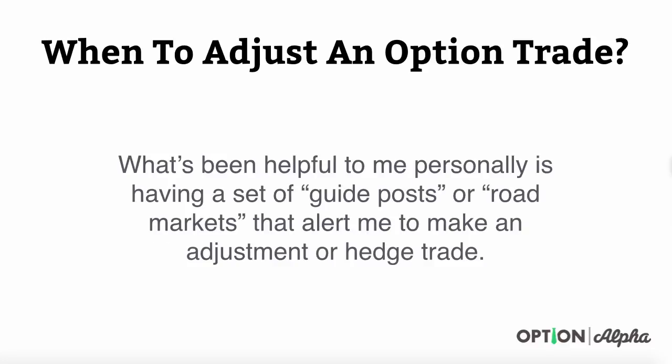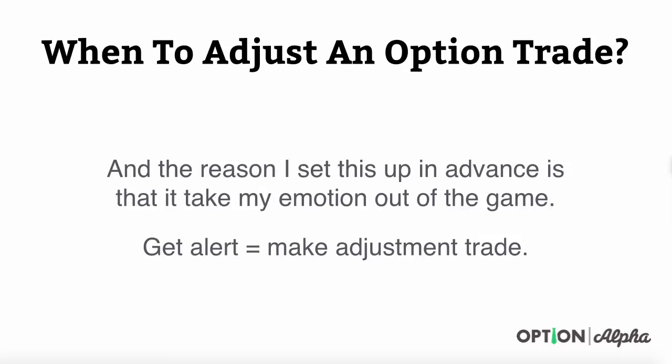What's been helpful to me personally over the last 8 years is just having a set of guideposts or road markers that alert me to make an adjustment or hedge trade. And the reason I set this up in advance is because I want to take my emotion out of the game. So when I set up an alert, and we'll go through a couple of the different ways you can do it in a second, as soon as I get notification of a certain barrier being hit or a certain delta being hit, then I automatically make an adjustment.